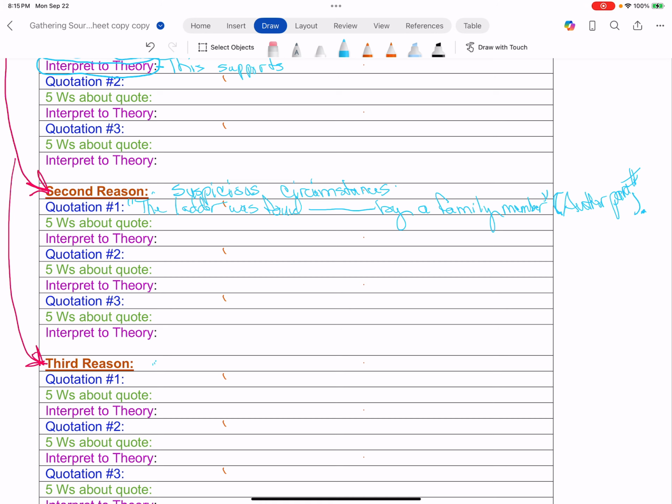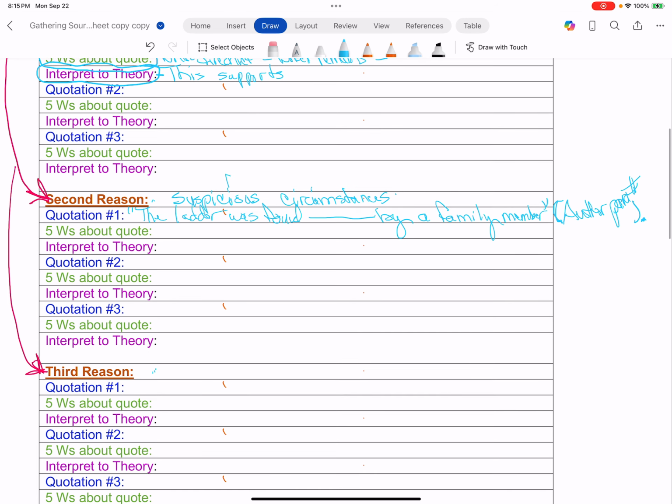So interpret it to your theory. If your theory is there were suspicious circumstances, then you would say this supports these suspicious circumstances that surround the Sauter family fire. These things that happened were not normal. And so you have several sentences that you can add after each quotation.